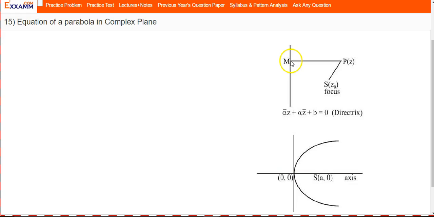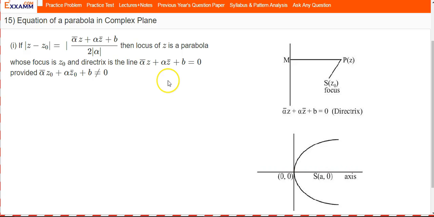And what is the formula for the distance of a complex number from a line whose equation is given? We just put z here and divide by 2 modulus of alpha. So it would be modulus of alpha bar z plus alpha z bar plus b, modulus closed, divided by 2 modulus of alpha. Now this has to be equal to modulus of z minus z0. So this is our equation of a parabola.